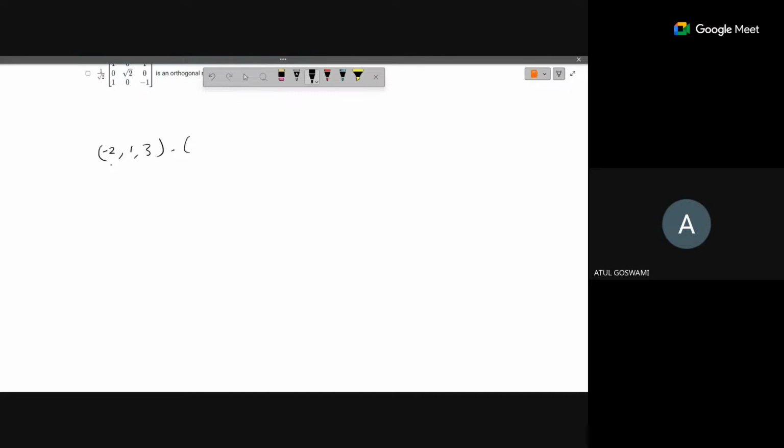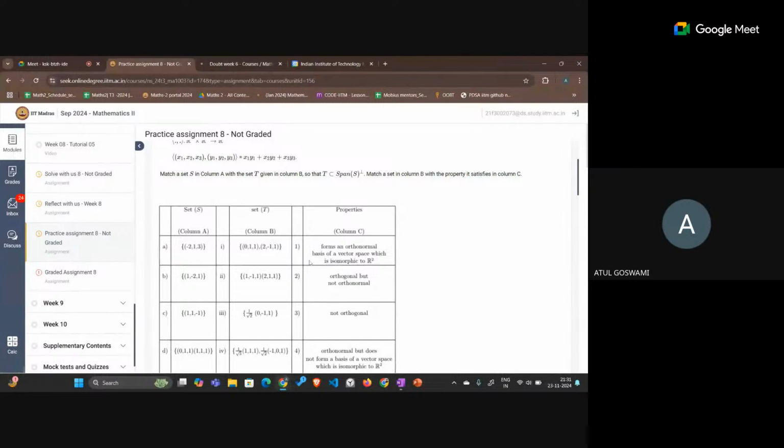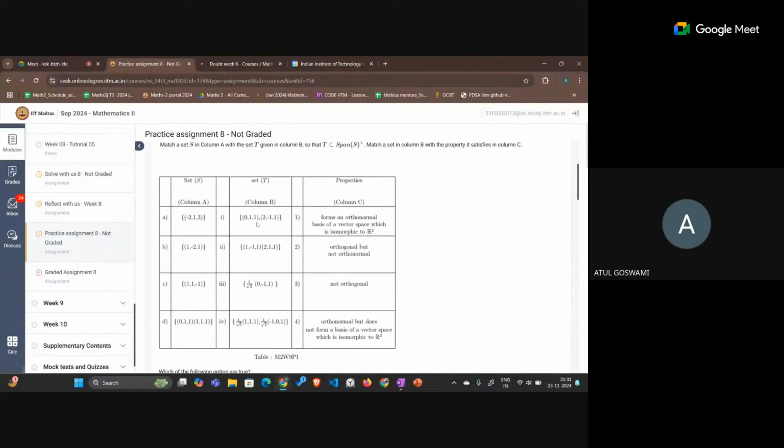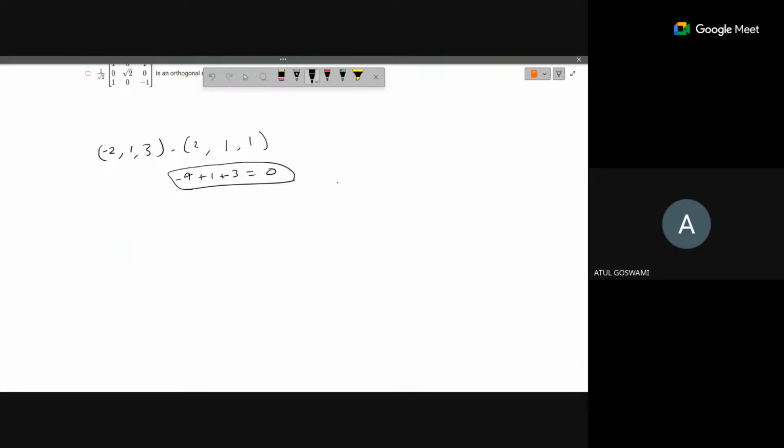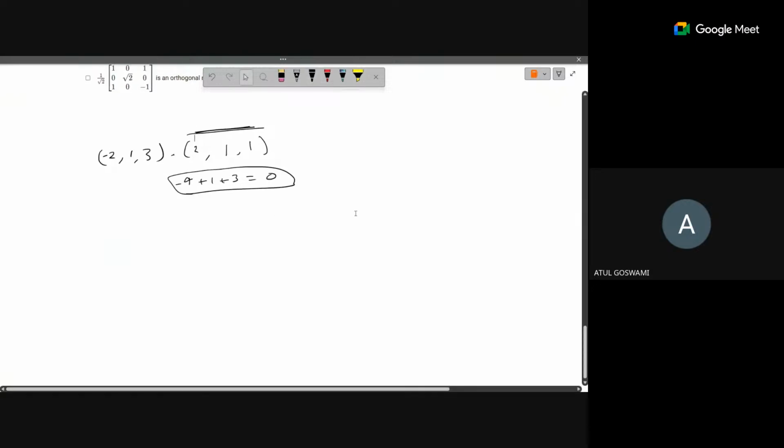So let's try to guess one vector, and here suppose 1 comma 1 2, whether this is perpendicular to this: minus 4 plus 1 plus 3. Yes, this is 0. So dot product is 0. So these two vectors are perpendicular, right? So basically, because this is a perpendicular vector, all the multiples of this vector will be perpendicular vectors to this. 2 1 1.